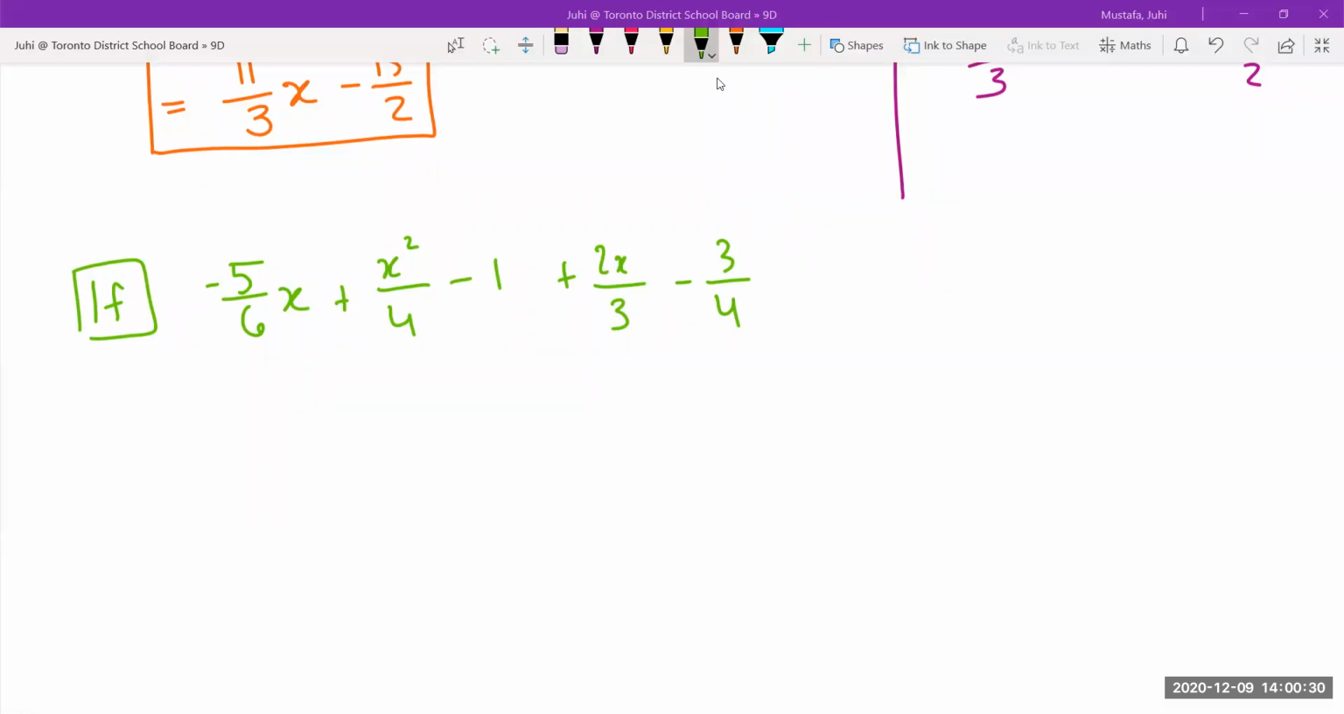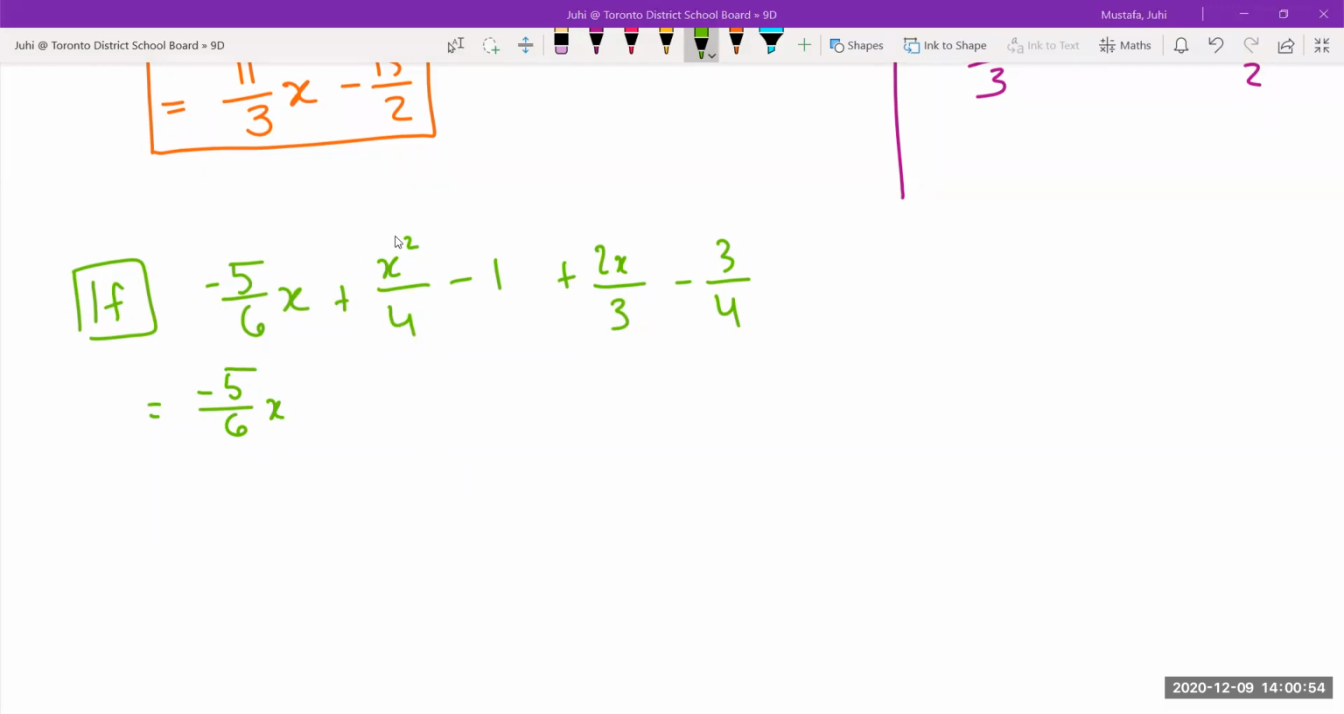Before you start this question, there's something really important I need to tell you about it. You know how we're really used to seeing a fraction in front of the variable, so a coefficient in front of the variable. For example, -5 over 6x, this is great. It's a coefficient and a variable. But look at this one. It's so odd. X squared over 4. That's not something we're used to seeing. What is the coefficient? What's the variable here?